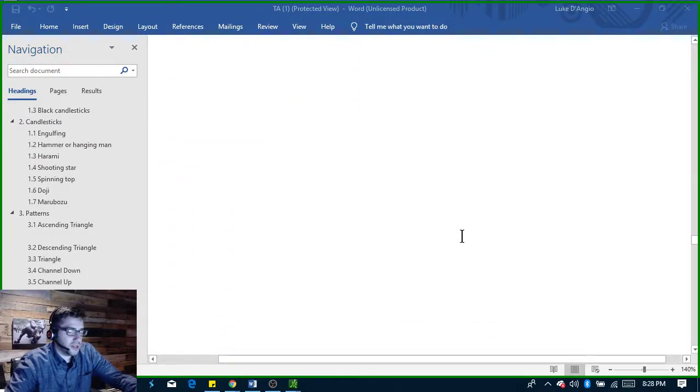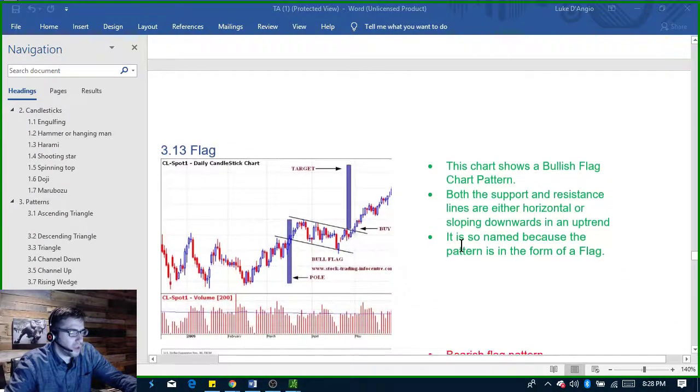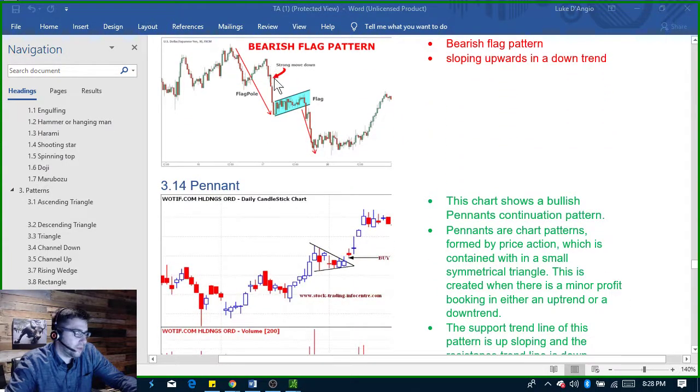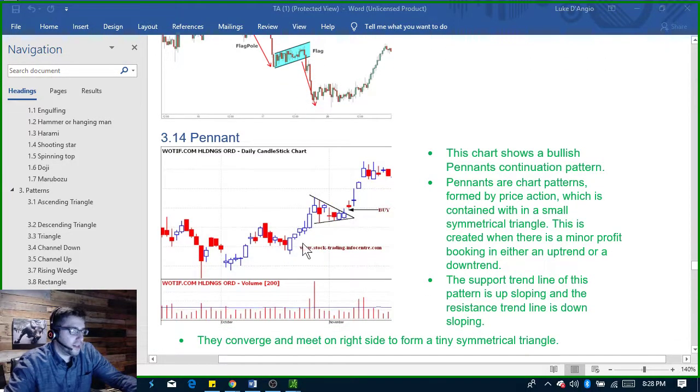And let's zoom down and see what else we have. Oh, this is the flag. He does have the flag here. So like I said, here's a bull flag formation. We already went over flags. And then you have the bear flag formation, which is the opposite. Always breaks out to the downside. This is the pennant, kind of like what I was talking about. Almost looks like a bull flag with another flag on top of it.